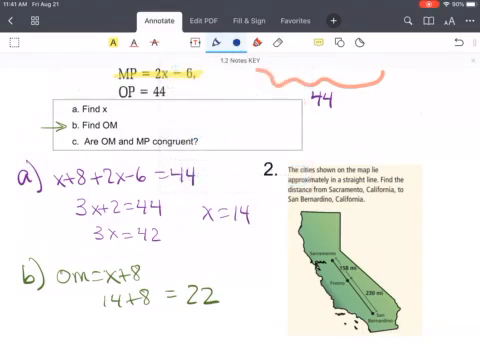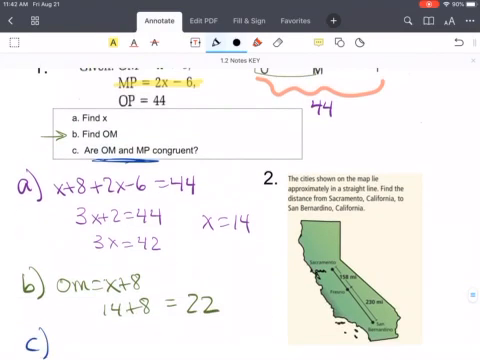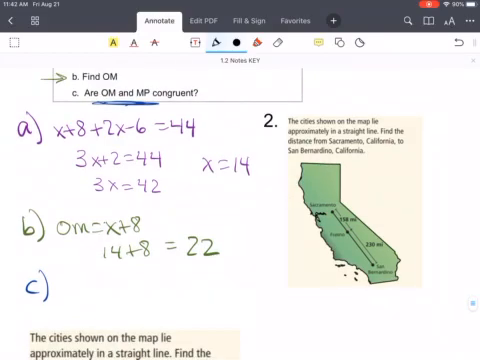And then to answer the last portion, it says, are they congruent to each other? Well, using my x is 14, when I plug in here, I get 22. When I plug in 14 right here, I also get 22. And so 22 is the same for both of them. So are OM and MP congruent to each other? Yes.